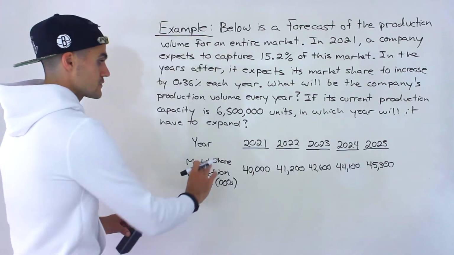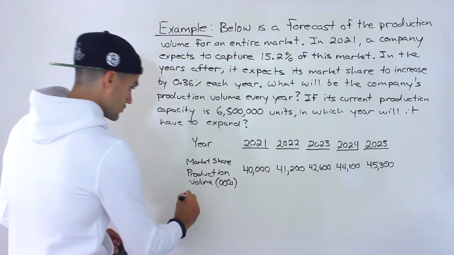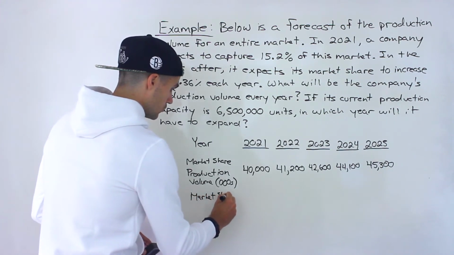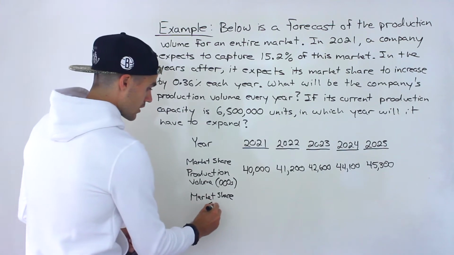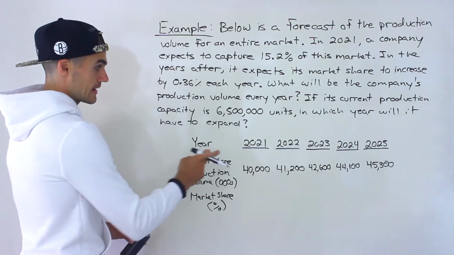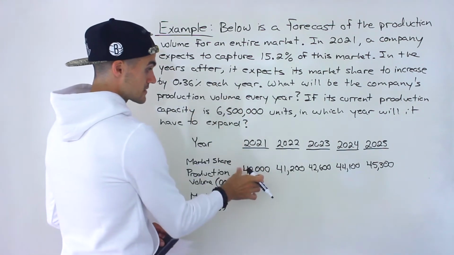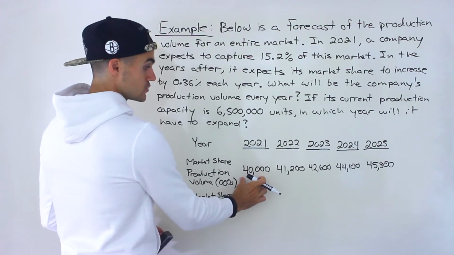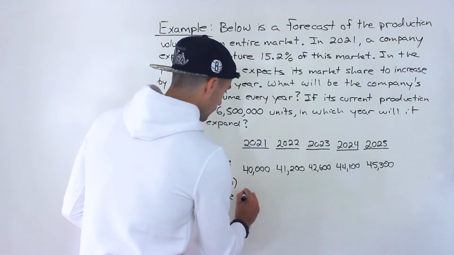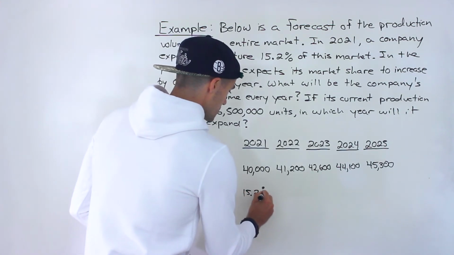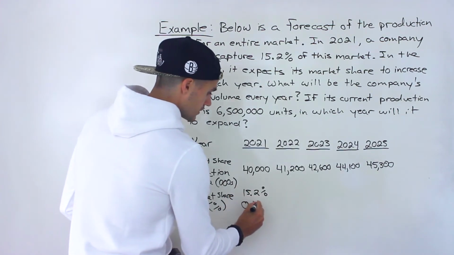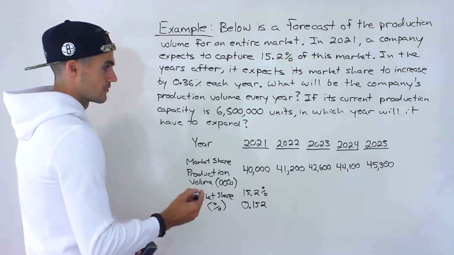So this is for the entire market. So the first thing I'm going to do is make a row for the market share of this company, and we'll put it as a percentage. So notice that in 2021, we're told that the company expects to capture 15.2% of the market of this production volume. So we'll put 15.2%. And actually, when we multiply these, we're going to multiply by the decimal. So I'll also put the respective decimal over here.